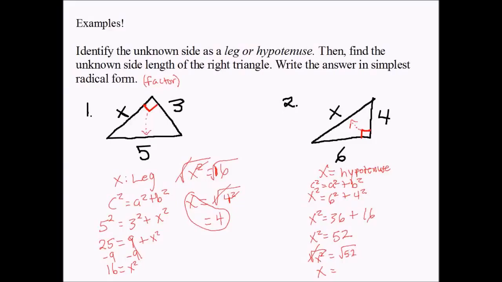Now, we have to think of a factor that is inside of 52. The factor that I'm thinking about is going to be square root of 4 and the square root of 13. Okay? Well, square root of 4 is going to simplify. So x has to be equal to 2 square root of 13, because the square root of 4, if you look on your chart, is going to be 2. So here's your answer.